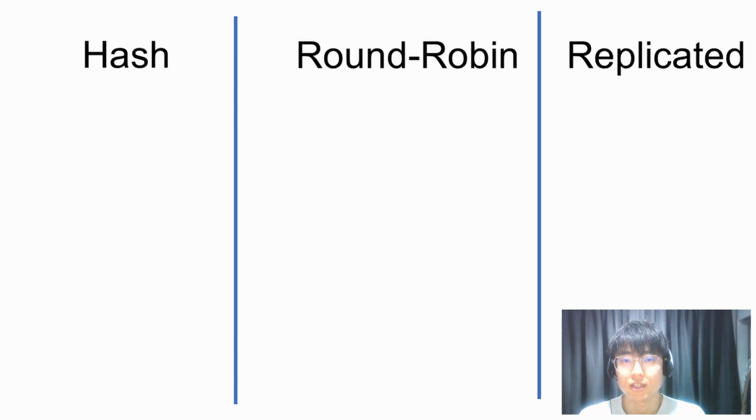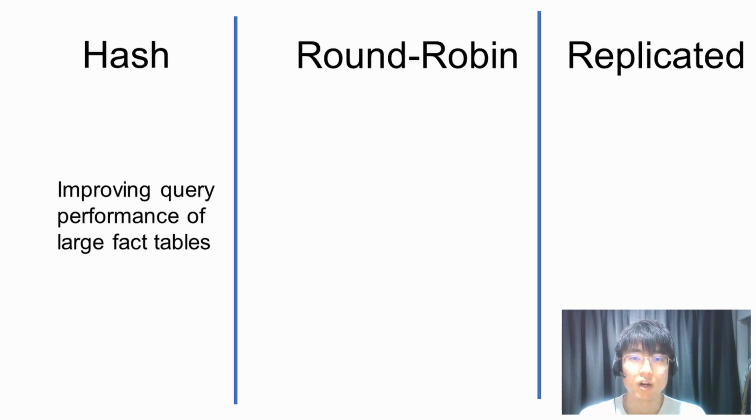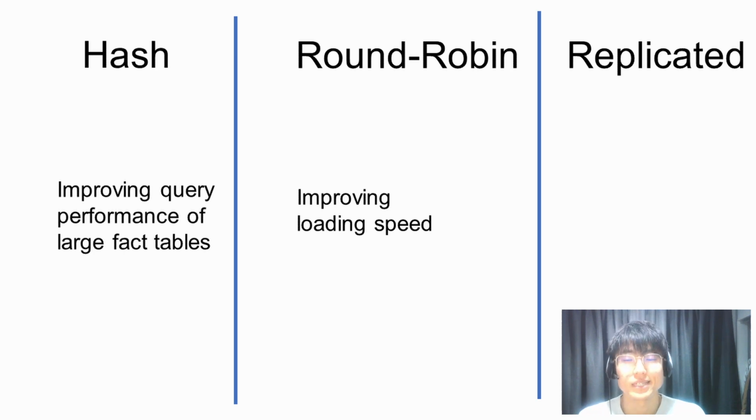I'm not going to go into detail with what each of them do, but for this certificate what you have to know is that hash distribution is especially good for improving the query performance for large fact tables, and round robin distribution is good for improving loading speed. Actually, round robin is the default distribution. If you don't specify any distribution, then you'll go with round robin. That's because it's considered a good starting point if there's no obvious distribution column and things like that.